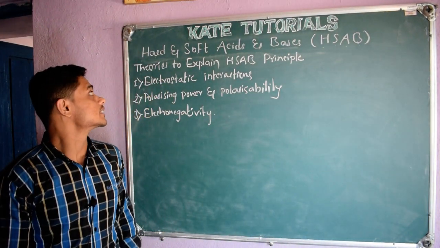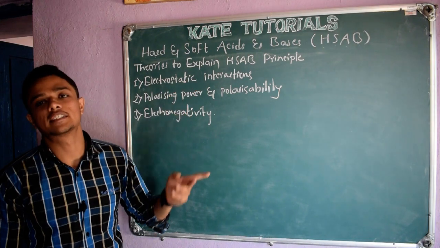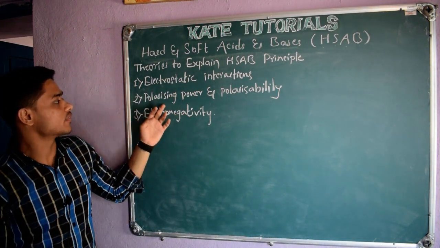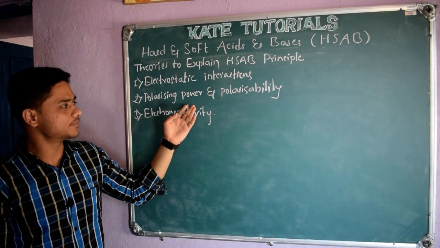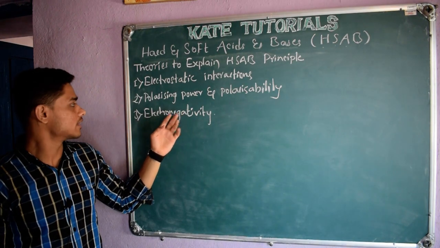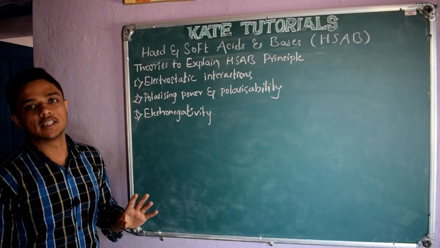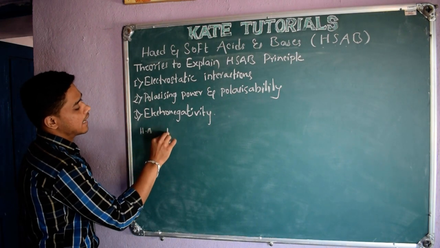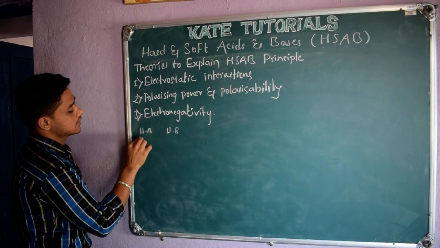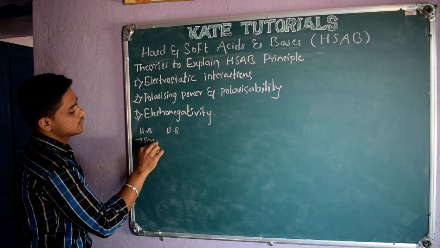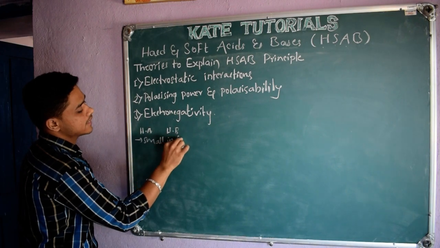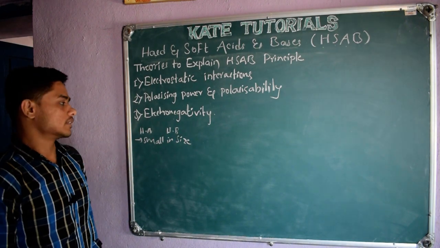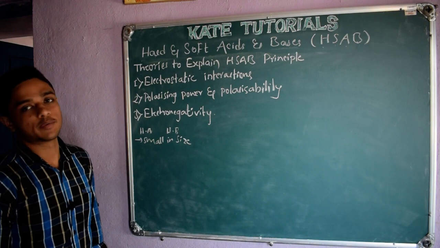Let us discuss the theories to explain the HSAB principle. We have three theories. One is electrostatic interaction, the second is polarizing power and polarizability, and the third is electronegativity. I always used to tell that hard acids and hard bases are always small in size. Why are they small? I will explain that in the theories explaining the HSAB principle.